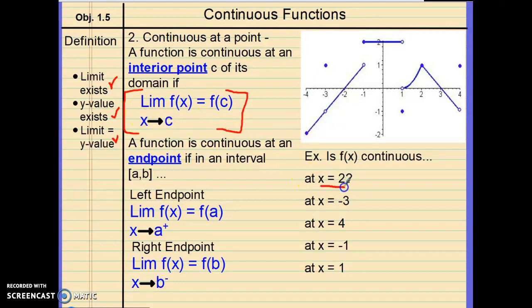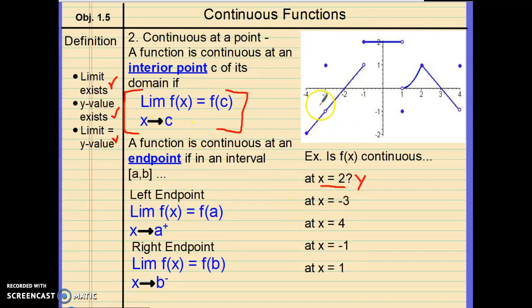Let's take a look at x equals 2. At x equals 2, I would ask you intuitively, is it continuous? My hope is that you would say yes. Now let's think about it using the calculus definition. Does the limit exist at this point? You see here the left side and the right side both approach 1, so the limit does exist. Does the y value exist? Well, f of 2 is 1, so it does exist. And then the last question is, is the limit 1 equal to the y value 1? In this case, yes. So yes, the function is continuous. You could think about it intuitively, but we do have this definition to help us.